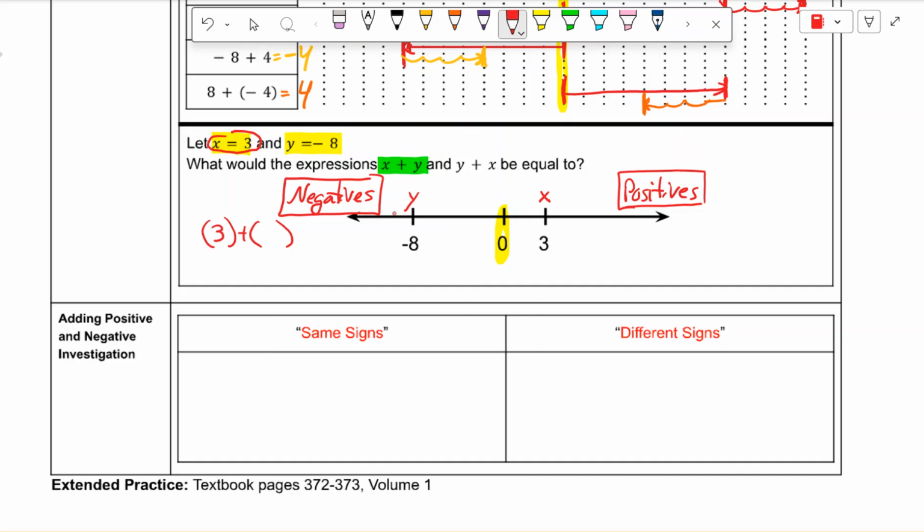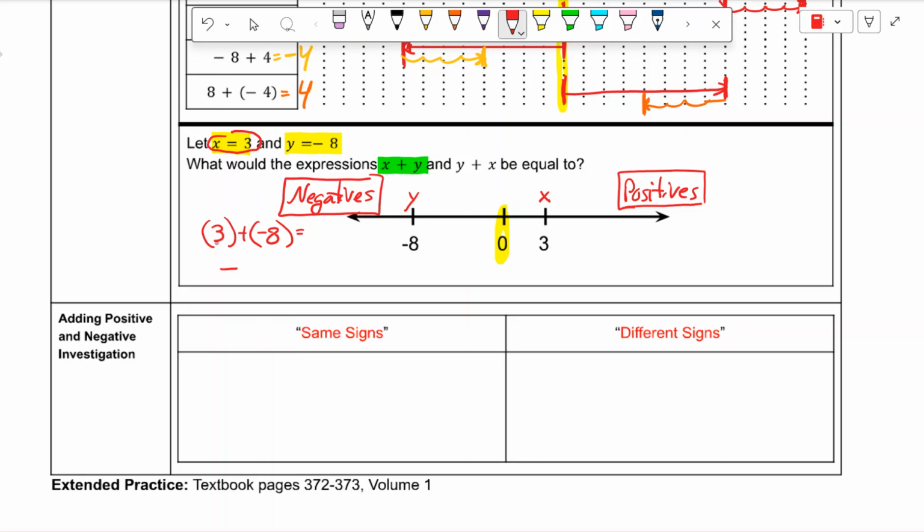And what is y? It is -8. All right, so what do we do? Well, we can use the universe of 0. We can use a t-chart. We can use a number line. We can even use logic. Logic would tell us that there are more negatives than there are positives. So we know the answer is going to be a negative answer.